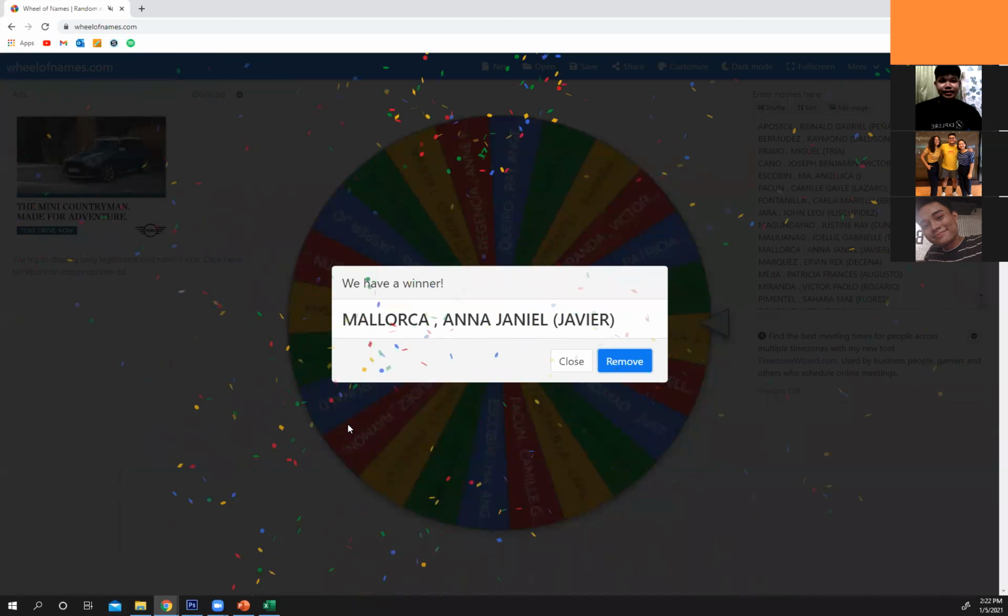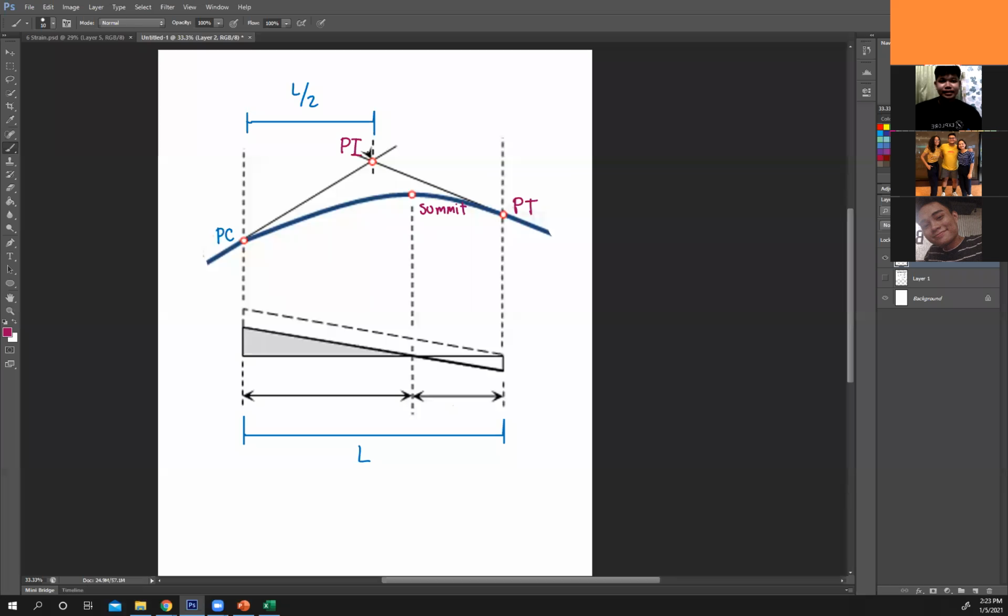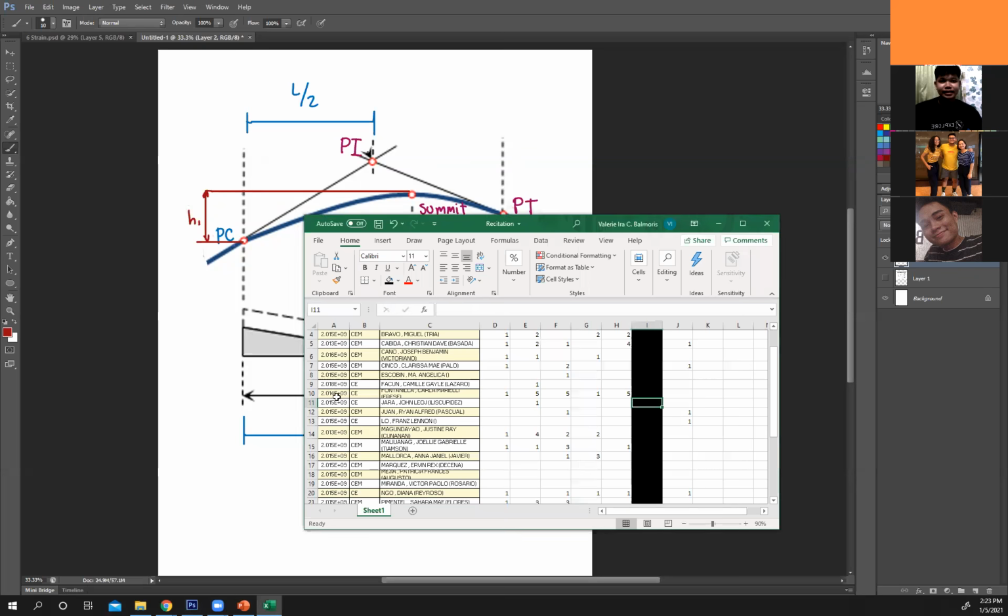Anna Mallorca. Okay. Anna, what do you call this point? Correct. H1. Okay, next.